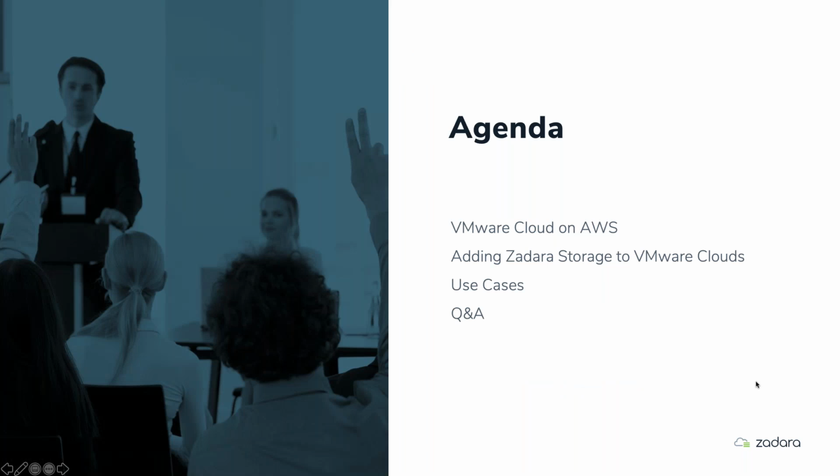Here's our agenda. We're going to talk a little bit about VMware Cloud and AWS. For those of you who are using it currently, please raise your hands. Okay, good. I see there are quite a few. Then adding Zadara Storage to VMware Cloud and AWS. That's, of course, the meat of it. And then we're going to show some use cases because I think this is really the best way to see how the benefits of Zadara plus AWS and VMware Cloud really come to life. And then we are going to leave some time at the end for Q&A.